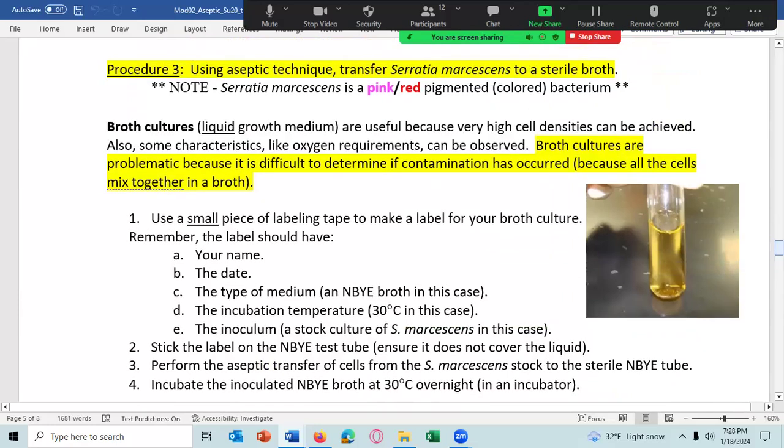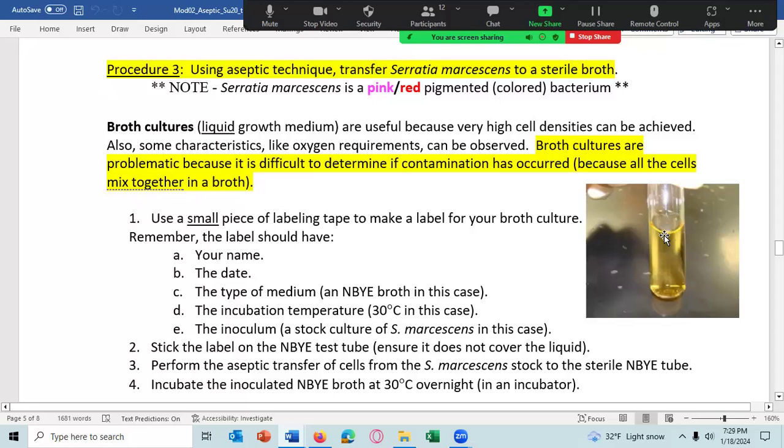Procedure 3, we're transferring Serratia marcescens into a liquid broth culture. Serratia marcescens in a liquid broth will appear pink. Broth cultures are problematic because it's difficult to determine if contamination has occurred. And this is because all the cells will mix together in the liquid broth.